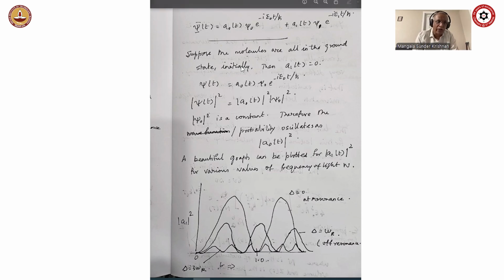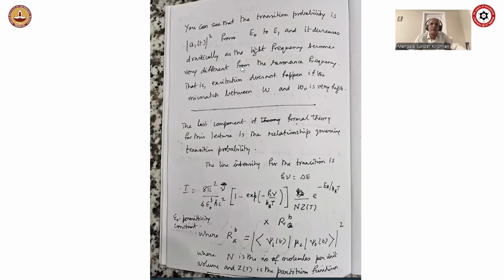Now, one last thing before I wind up the lecture. So now you can see that the transition probability is A1(t) squared, because that connects to the higher energy state. And from E0 to E1, it decreases drastically as the light frequency becomes very different from the resonance frequency omega naught.